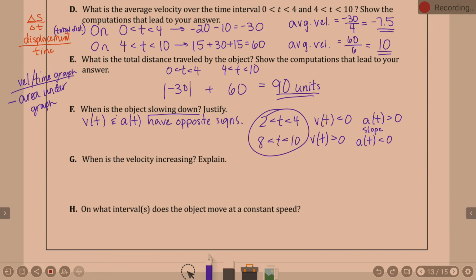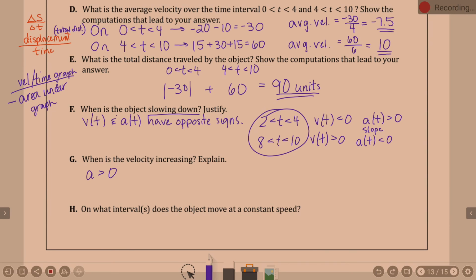When is the velocity increasing? 2 to 6. Why 2 to 6? Because the slope is increasing. Okay. We want, if the velocity is increasing or decreasing, is based on the slope, based on the acceleration, right?